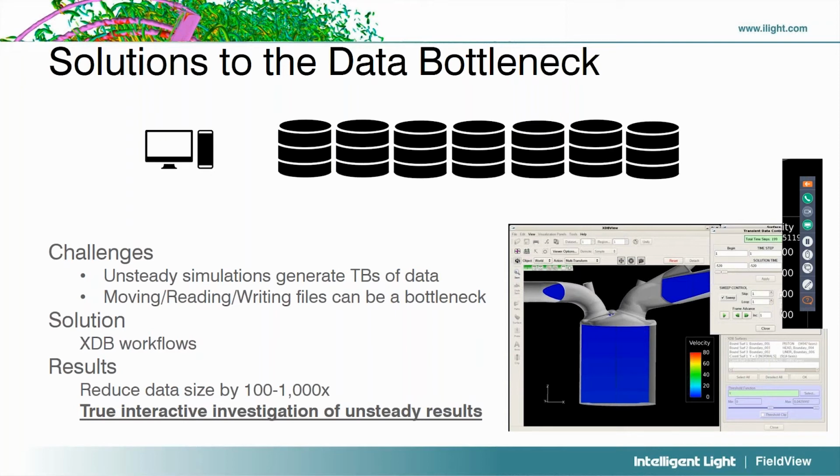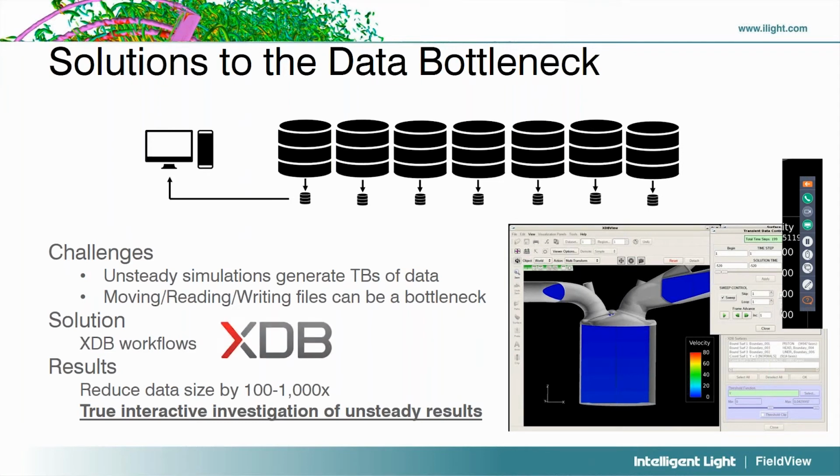So one of the solutions we recommend is to work with extracts. The idea of extracts is that you're going to generate much smaller files that are going to include only the surfaces that you want to look at. We call those extracts XDBs. They're frequently several orders of magnitude smaller than the actual data set. And so everything you do with it, such as moving them to a local workstation, reading them into FieldView, all of these operations are going to be much, much faster, and that makes it a lot more efficient to analyze unsteady results.